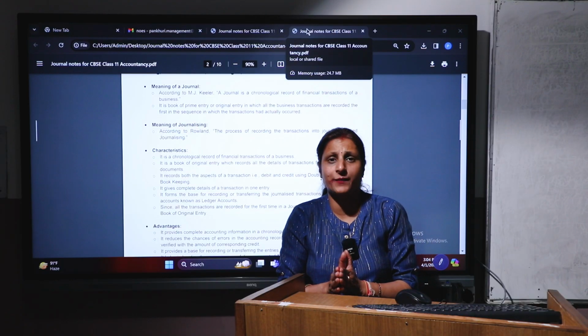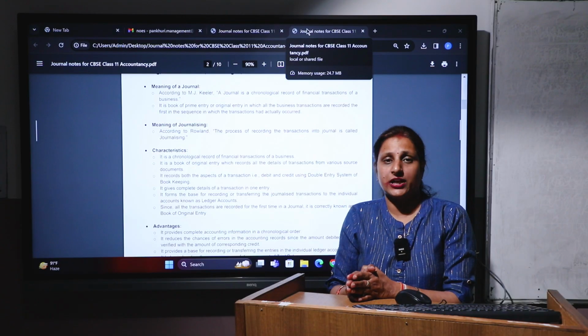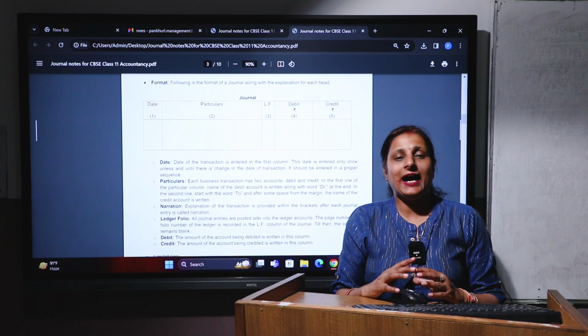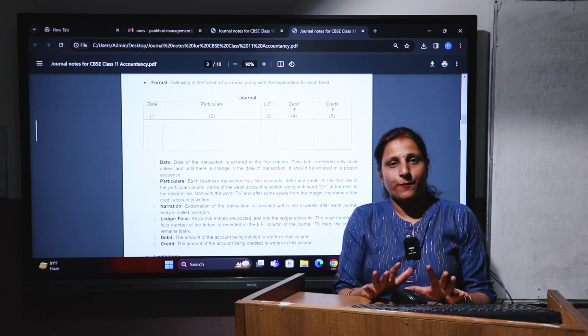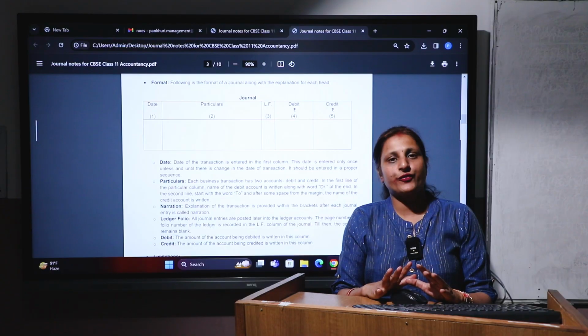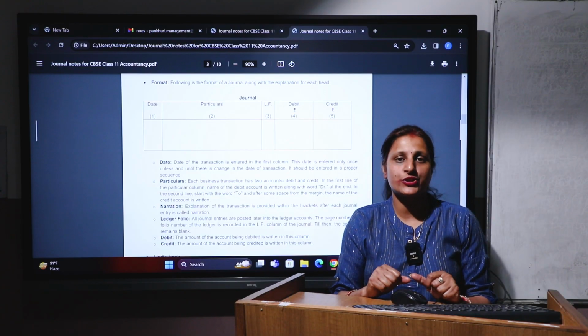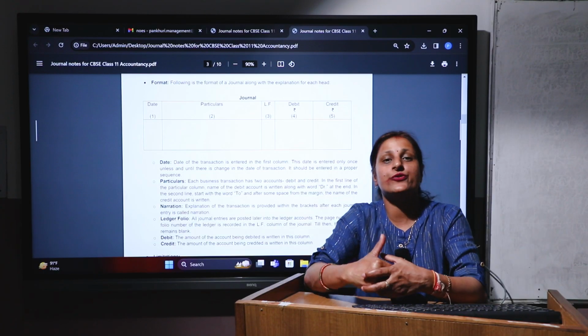Now I will show you the format in which we record the entries in the books of journal. Now this is the format that we prepare for the journal. As we explained earlier also, accounting is a proper systematic way of recording the entries in the books of accounts to prepare the financial statements. Because accounting is for the users.